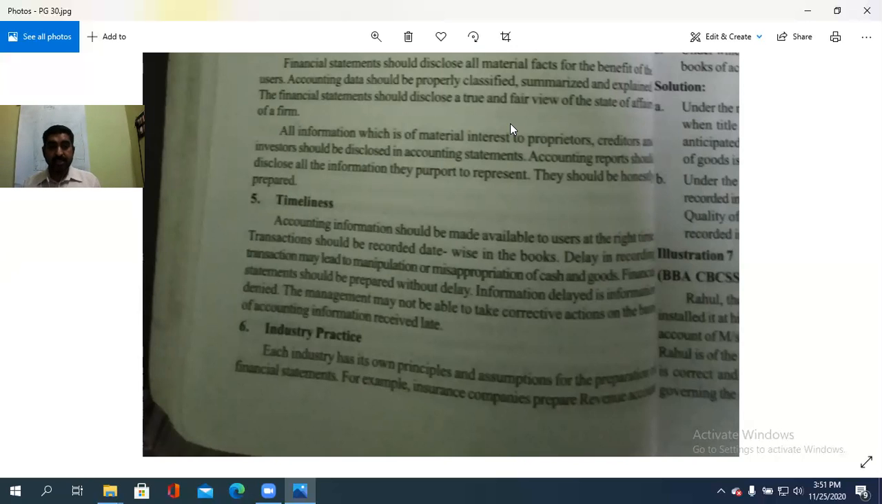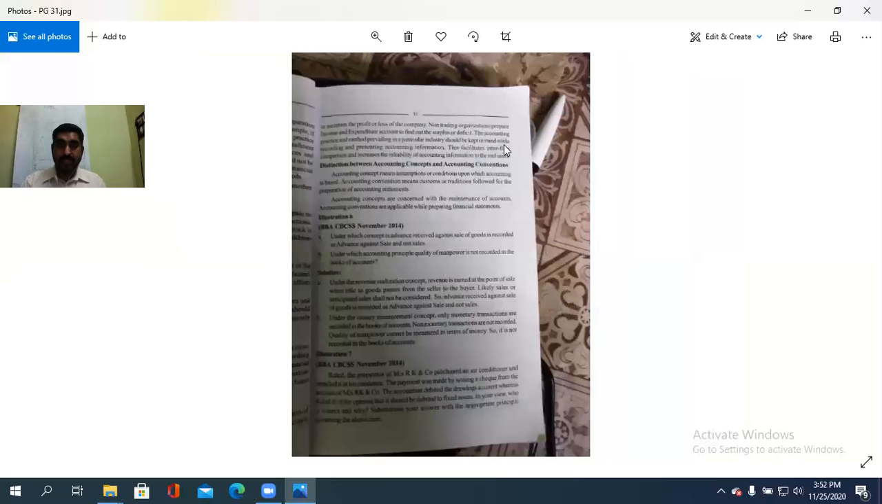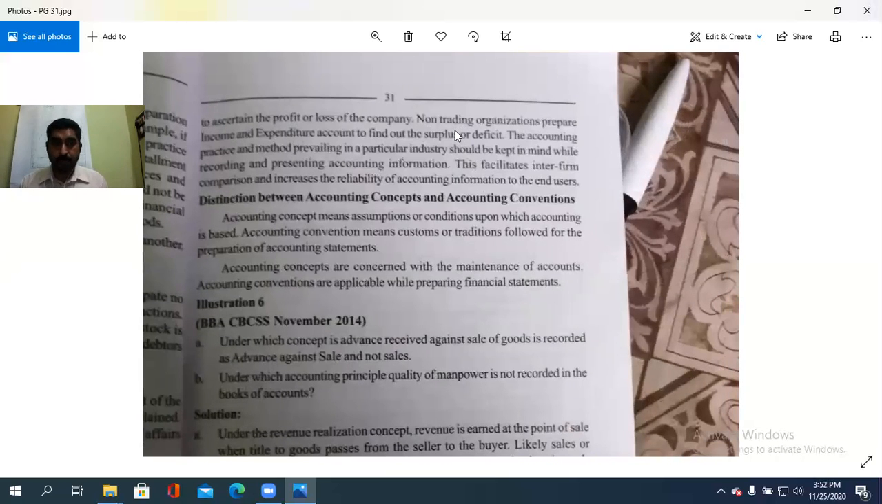So what is the practice? Each industry has its own principles and assumptions for the preparation of financial statements. For example, insurance companies prepare a revenue account to ascertain the profit or loss of the company. Non-trading organizations prepare an income and expenditure account. Instead of P&L, they need to prepare income and expenditure. Whatever income is coming, whatever expenditure is going, they need to check it.